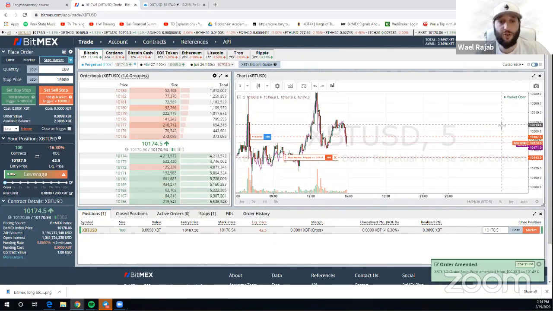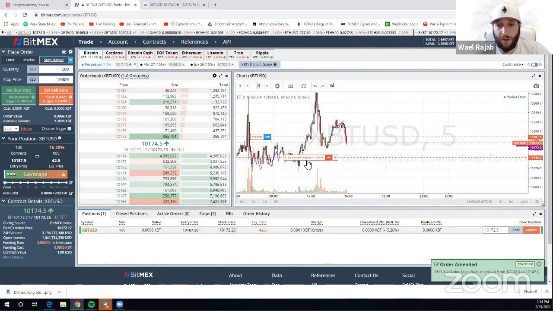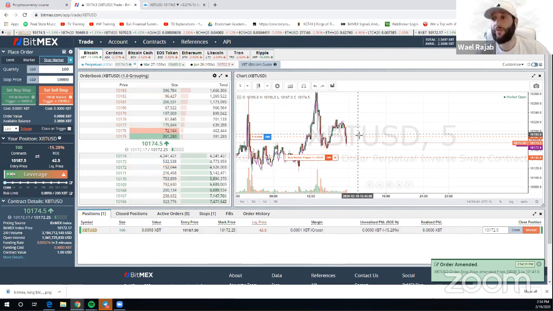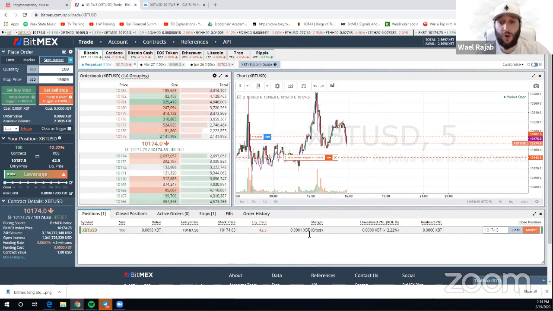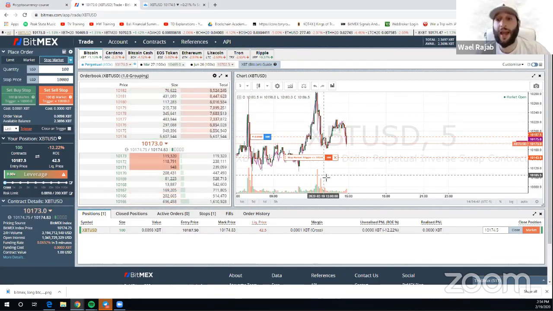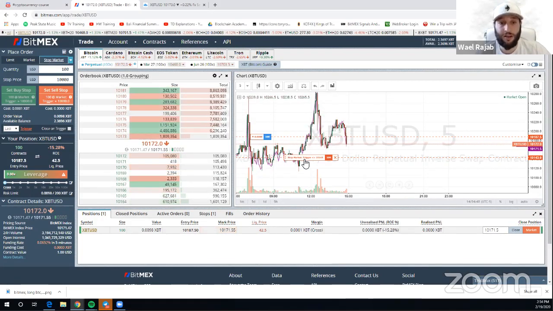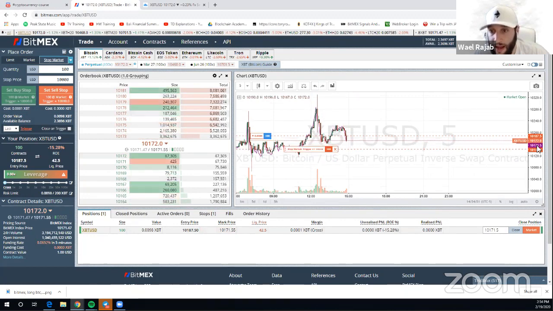It's a safer trade because you always need to have a stop loss just because of the market, especially if you're using leverage. If you're using leverage and you're just walking away from the computer, literally one candle can just do you wrong and you can lose everything. So this will be our stop loss.